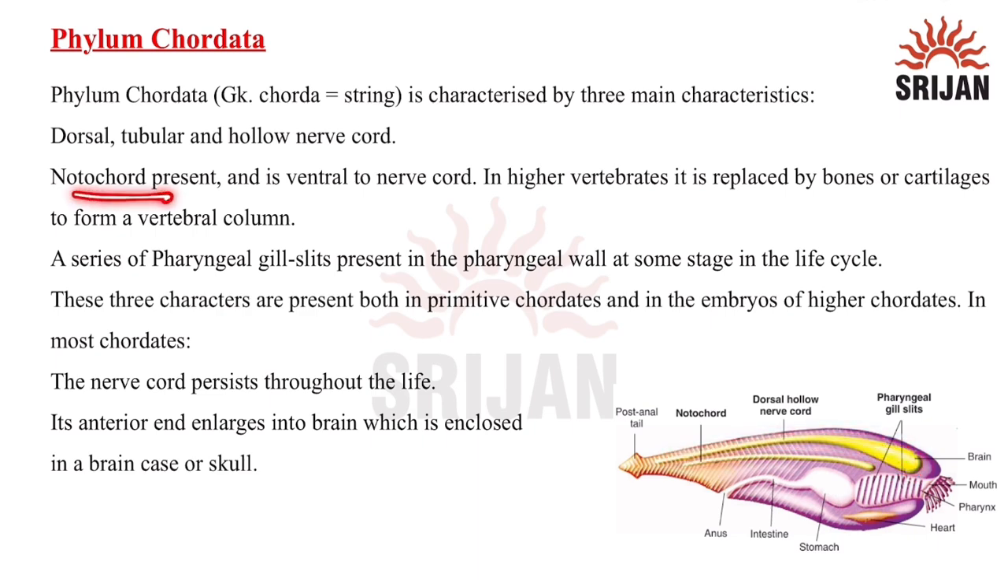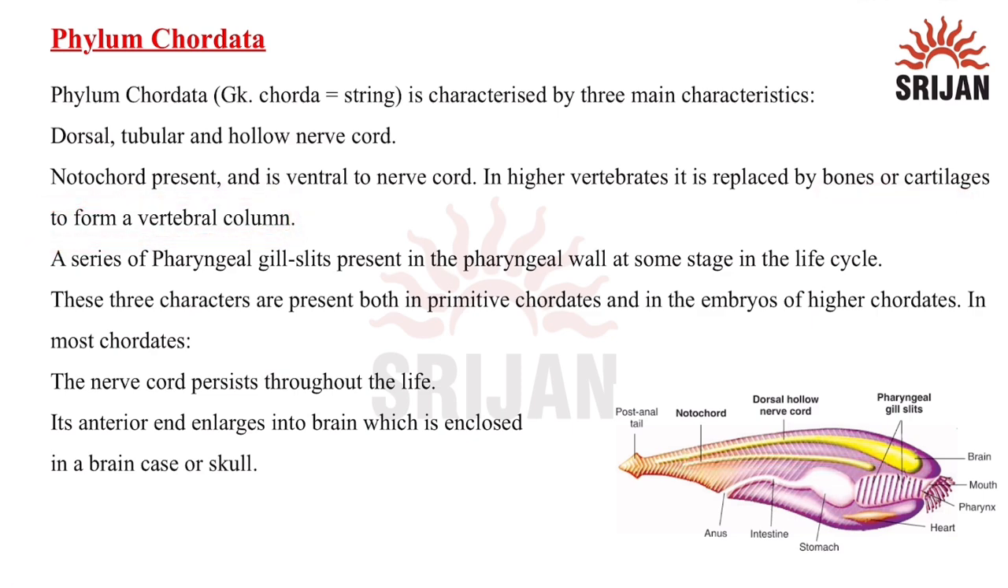Now the notochord is present and is ventral to the nerve cord. Now this is the nerve cord and this is the notochord. As you can see, the notochord is ventral to the nerve cord. Ventral means towards the earth's surface. Now in higher vertebrates, this notochord is replaced by bones or cartilage to form the vertebral column.